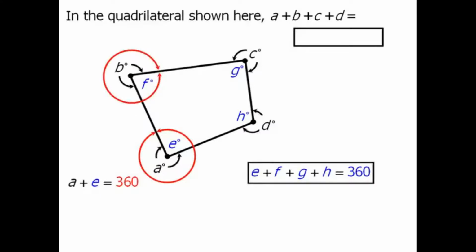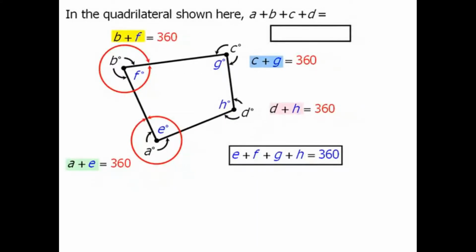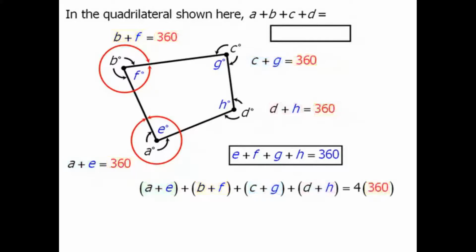Similarly, since this angle is equal to 360, we know that B plus F equals 360. Applying the same logic, we can conclude that C plus G equals 360 and D plus H equals 360. At this point, if we take all of these sums and add them all together, the total sum will equal 4 times 360.